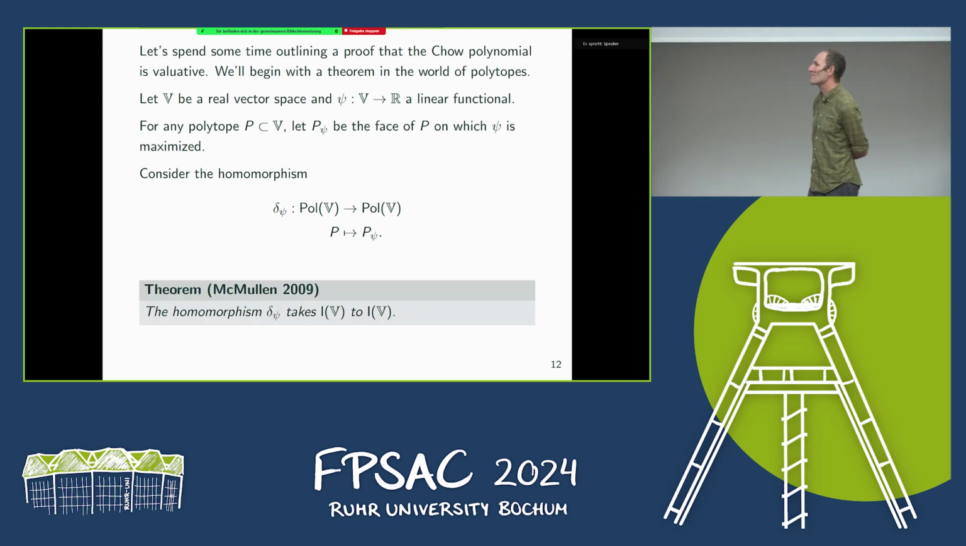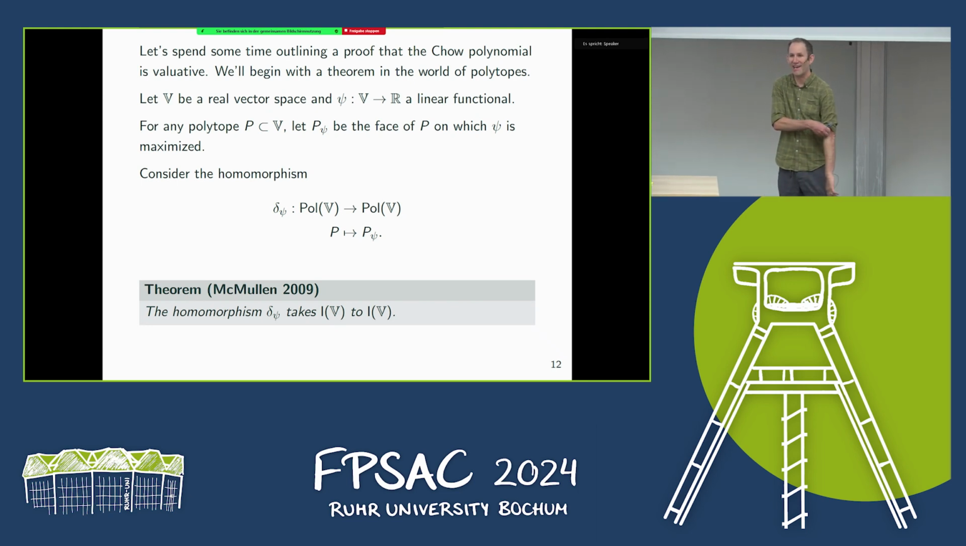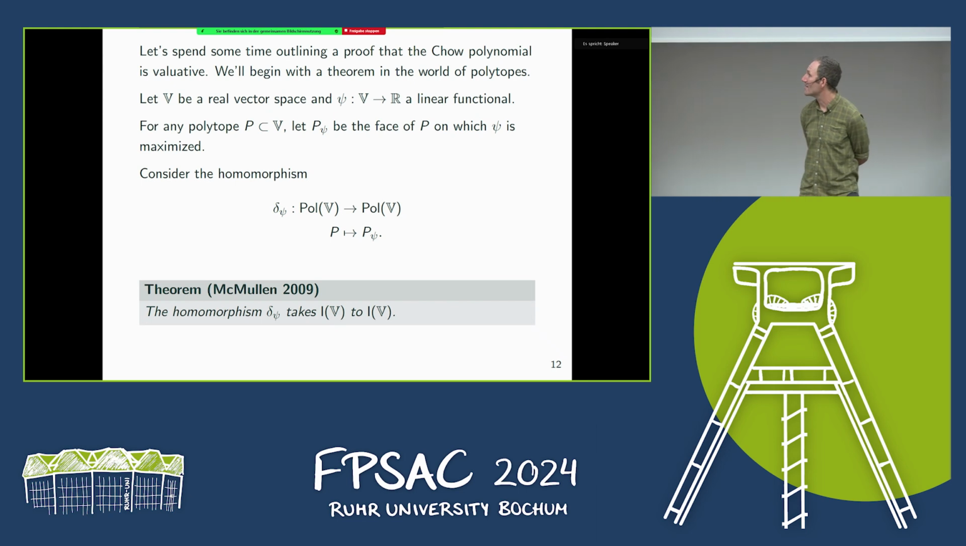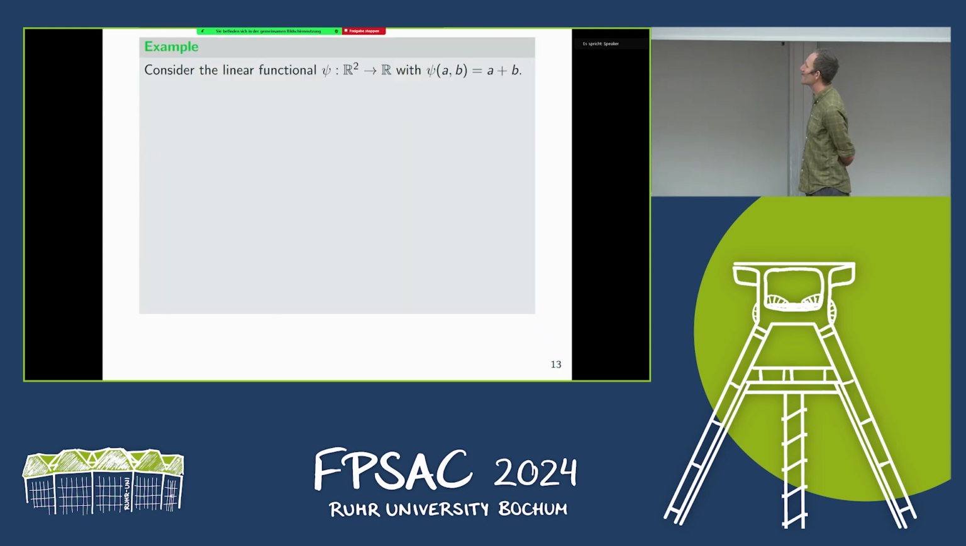So a theorem of McMullen from 2009 is that this homomorphism is, in a sense, valuative. The homomorphism takes I of V to I of V. So if I have a relation coming from a decomposition of P, and I apply this to it, then I get, again, some relation coming from decompositions. Let me illustrate this in an example.